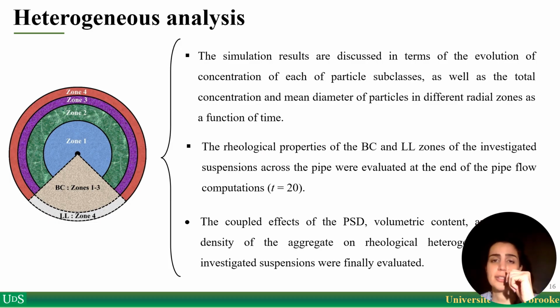Before going to the details of the results, I wanted to let you know that we model the concrete mixtures with different particle size distribution and particle concentration in a pipe. We divided the cross section of the pipe into different zones, as you can see on the left side of the slide. The closest zone to the pipe wall is called zone 4, and we show it with the red color. The closest zone to the pipe center is called zone 1, and we show it with the blue color. We evaluated the particle concentration with different sizes in each zone. Here the lubrication layer corresponds to zone 4, and the bulk concrete corresponds to zones 1, 2, up to 3. So we calculate the particle concentration in each zone, and according to that concentration, we predicted the rheological properties of the lubrication layer and bulk concrete.